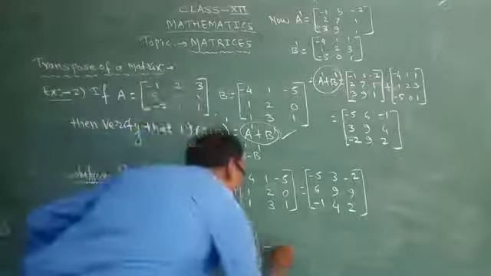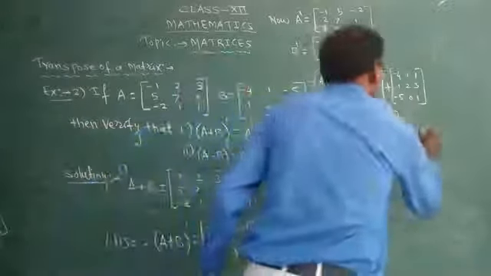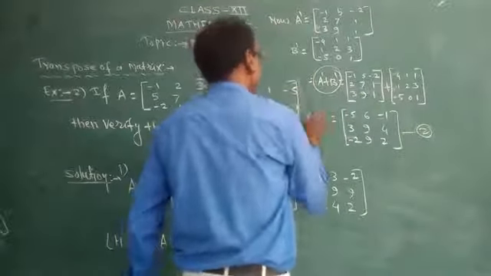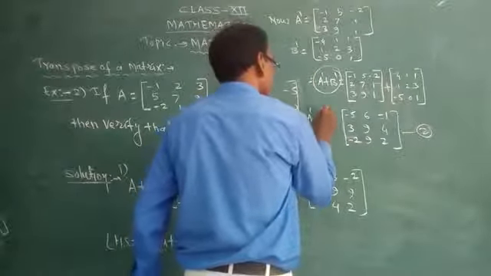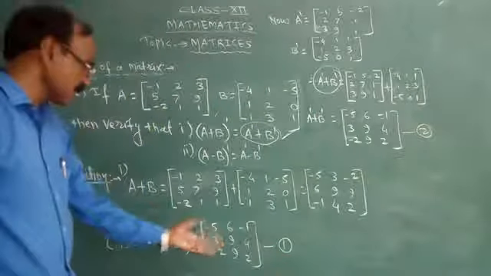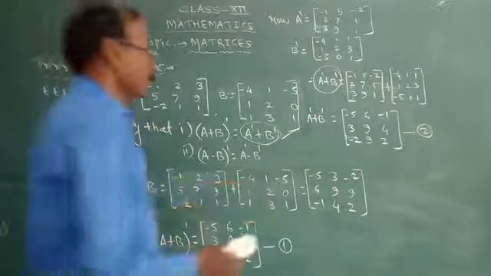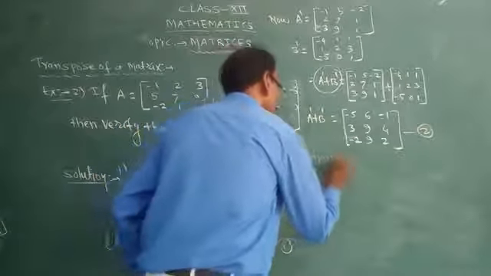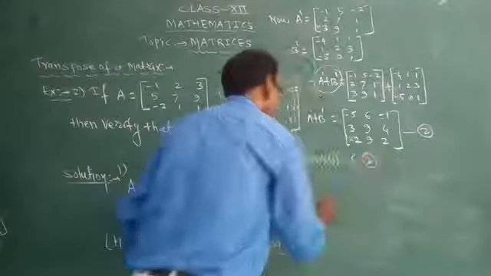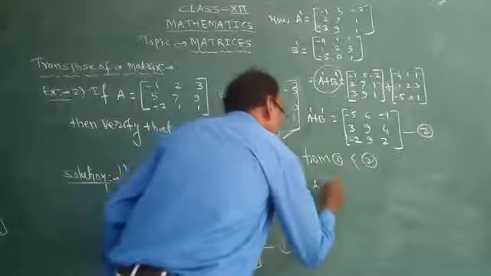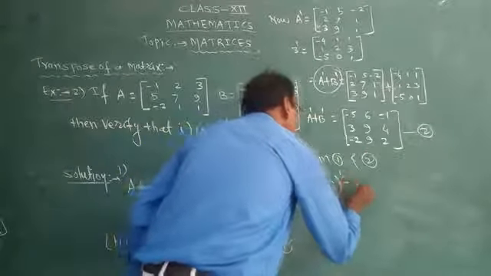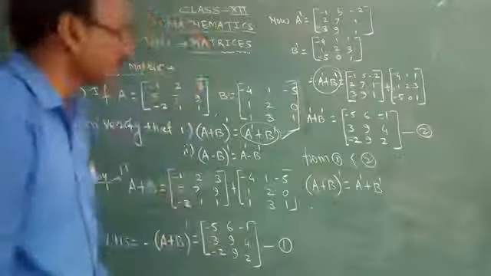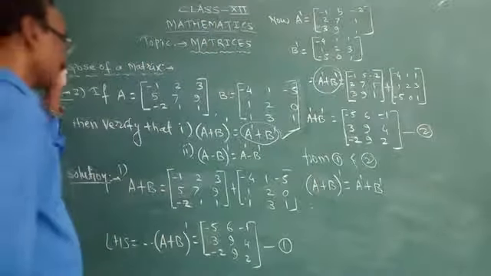Therefore from 1 and 2, this is A transpose plus B transpose. Since the right hand sides of 1 and 2 are equal, (A plus B) transpose equals A transpose plus B transpose. It is verified. Now take the second one.